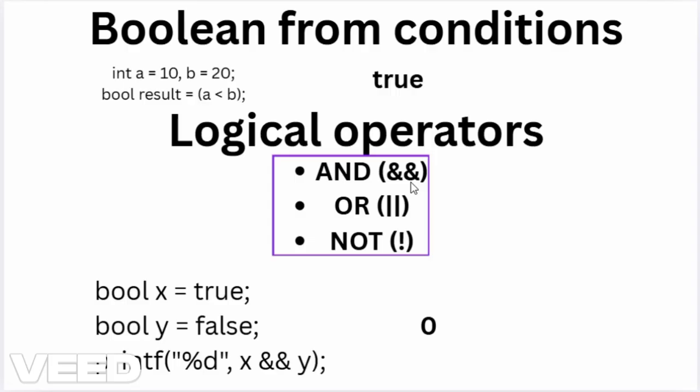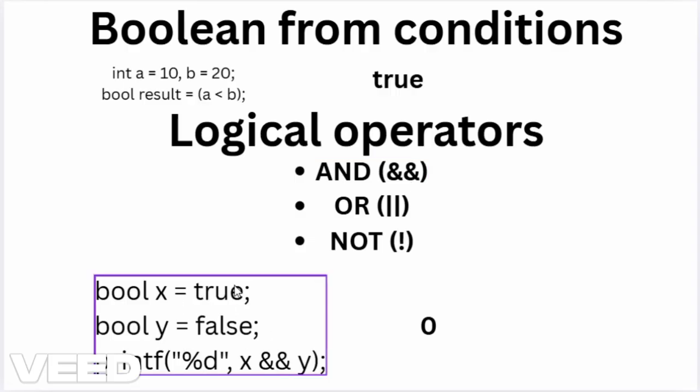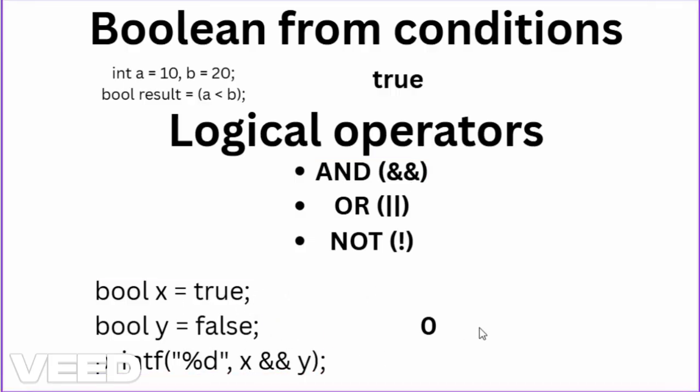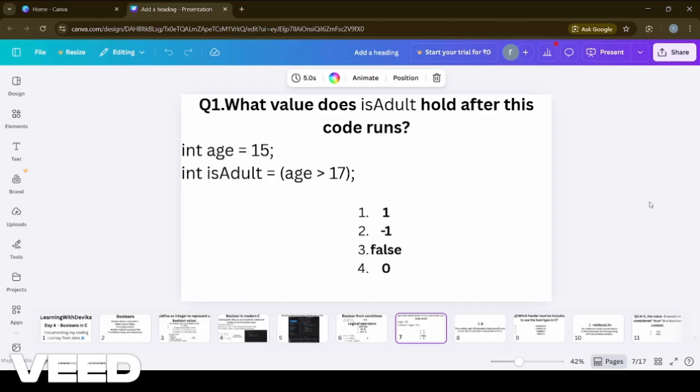Here we are using the AND operation, so if both conditions are true, it will be true. So here it is false, so it will be false. That means 0. We can solve some questions about Boolean.